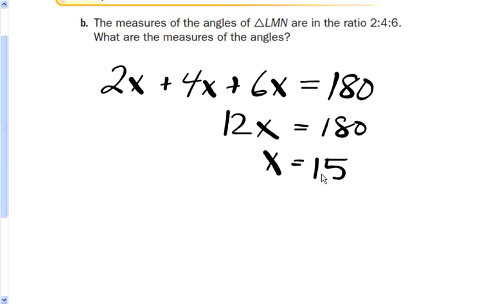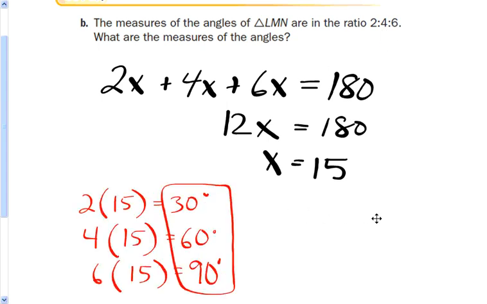Now, that is not our answer. Okay, we want to know each actual angle measure. So what we have to do is substitute. So let's look at what we have over here. We have to go 2 times 15 to get 30. One ratio is 4, so we have to take 4 times 15, and then we have to take 6 times 15, because those are our ratios right there. So our angle measures end up being 30, 60, and 90.